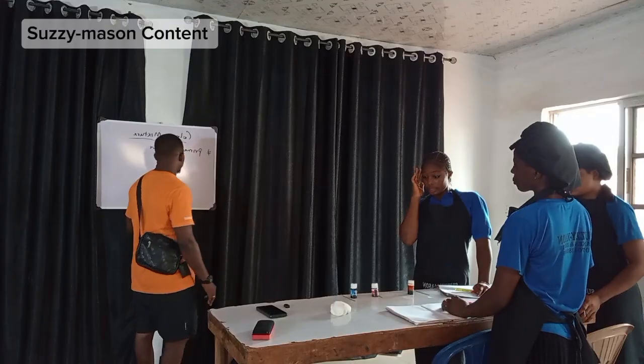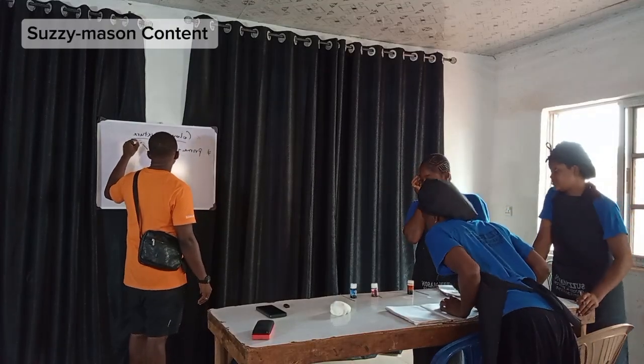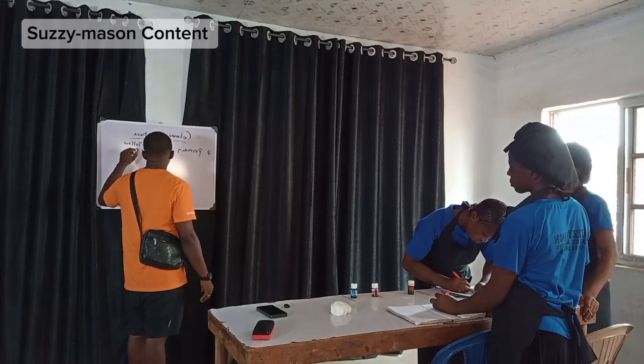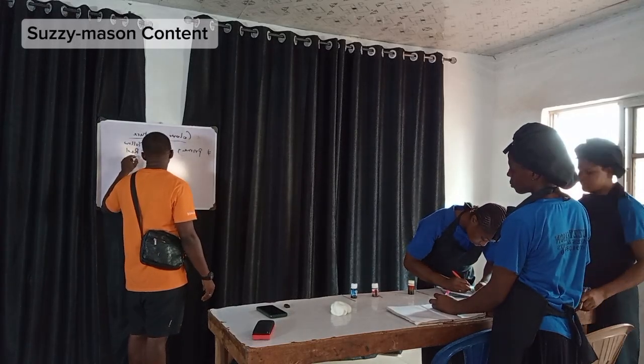So what are the colors you're seeing on the table? We have the yellow, the red, and the blue.